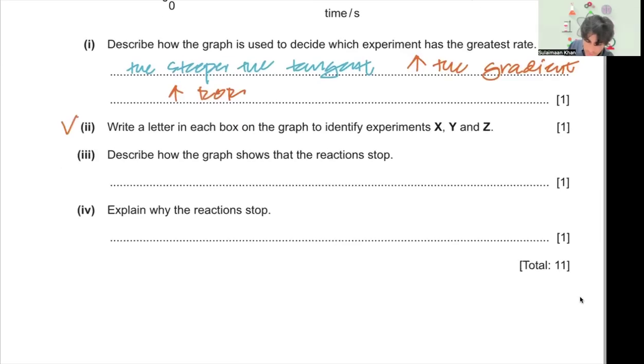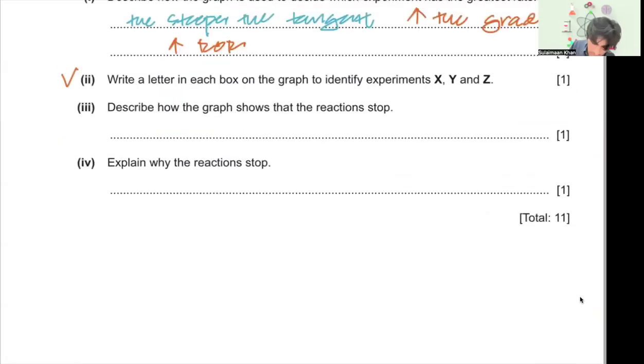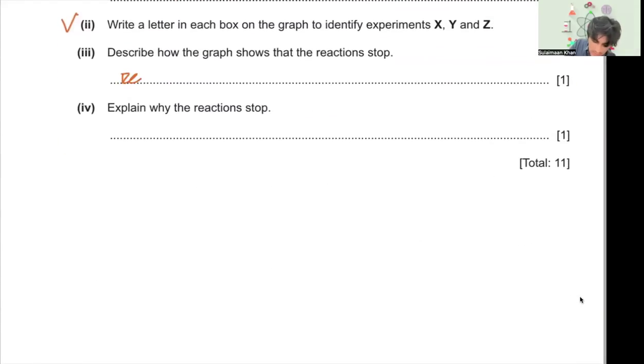Describe how the graph shows that the reaction stops, because the graph levels off, all the graphs become horizontal here. So the reaction stops. Why am I saying the reaction stops? I already know the graph levels off. The graph levels off, or it becomes flat. Or whatever, the better word for it is leveling off.